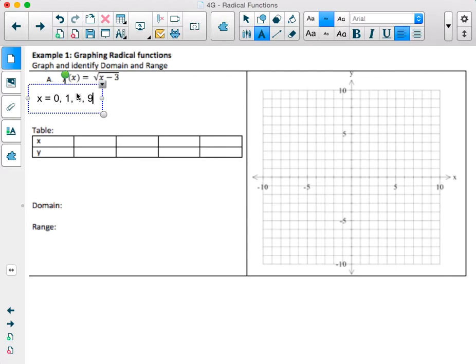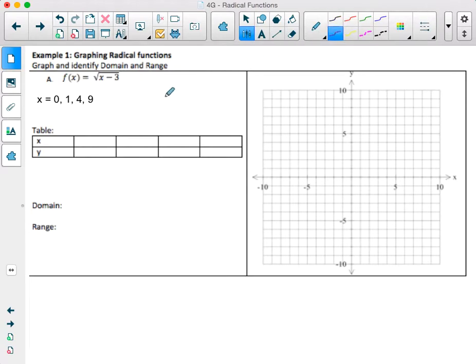All right, well, knowing that, these are not the numbers I'm going to plug in here, because when these numbers get plugged into this function, they're going to have 3 taken away from them. So that's going to cause me to think about better numbers. Really, I want this entire expression underneath the radical to equal 0 and 1 and 4 and 9. So what value could I plug in for x that would make it equal 0?